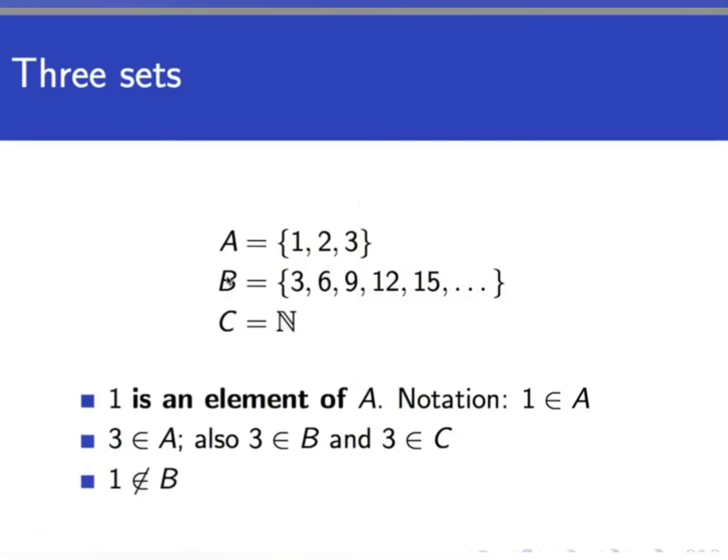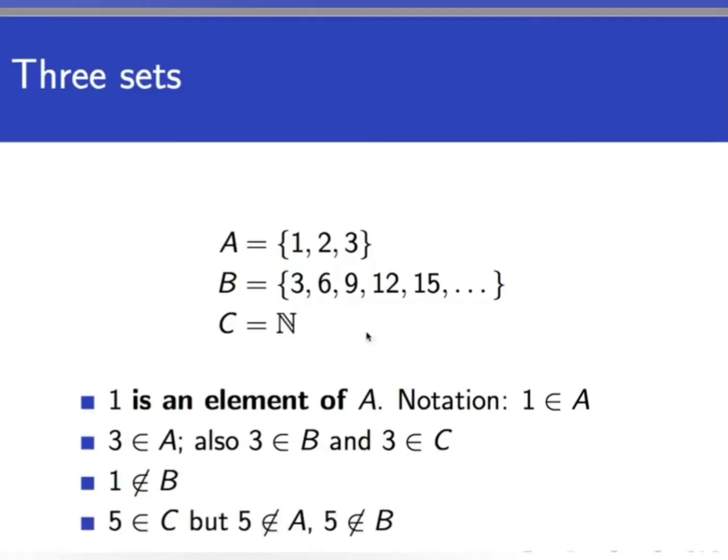1 is not an element of B. It's just not in there. It's like I went on a trip and forgot to pack my shoes. Where is it? Well, it would be here if it were anywhere, and it isn't. So 1 is not an element of B. And 5, for example, is an element of C, the entire set of natural numbers. But 5 is not an element of B, and it's certainly not an element of A.